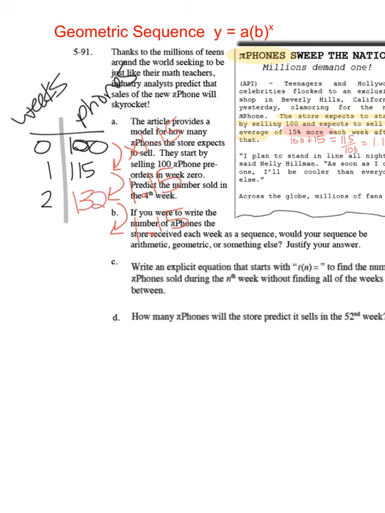And then I take that 132 phones and multiply again by 1.15. And now on the third week, I have sold 152 phones, and so on and so on. Well, might as well do the fourth week. 152 times 1.15, and the fourth week would be 175 phones sold.